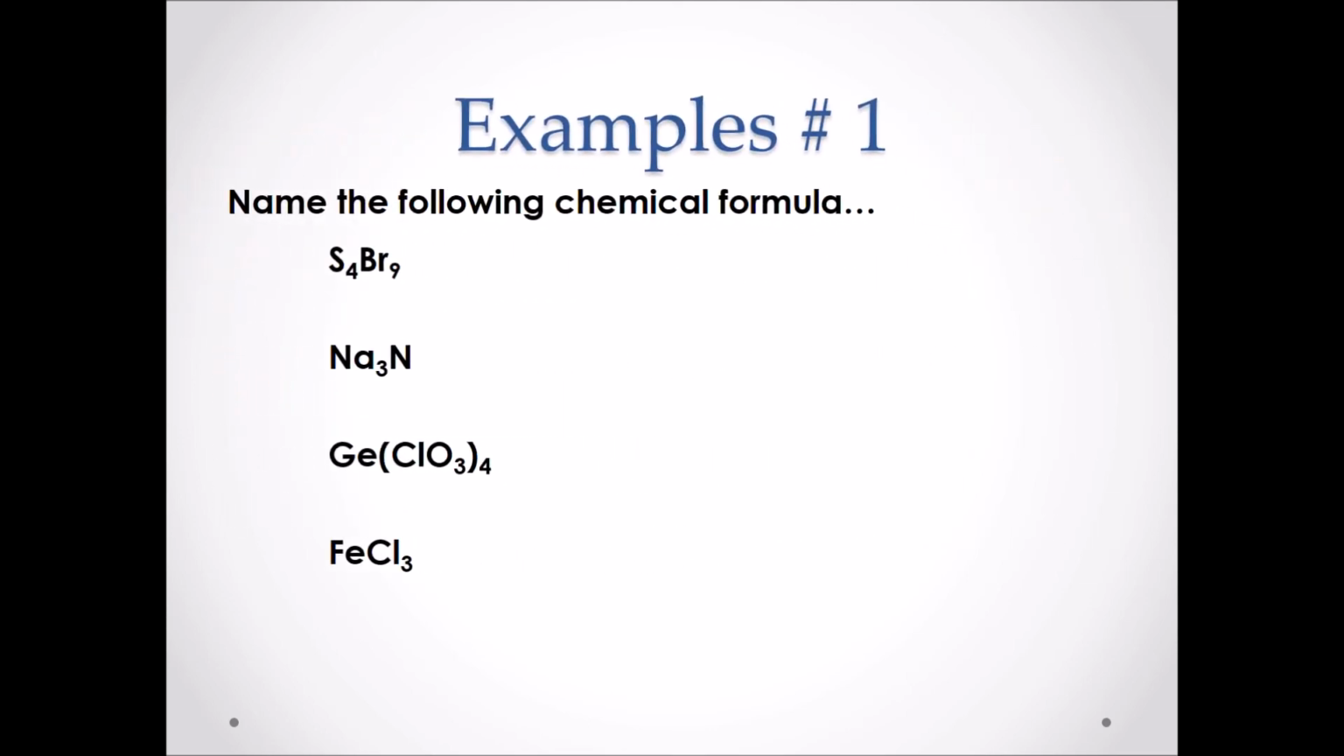Example number 1. Name the following chemical formula. Pause the video and attempt this example. It's extremely important to identify whether we're working with an ionic compound or a molecular substance. They have completely different naming and chemical formulas. I can see that S4Br9, this is a molecular substance because I have 2 nonmetals. Therefore, I require prefixes. Tetrasulfur, nonabromide. And remember, the ending is IDE.